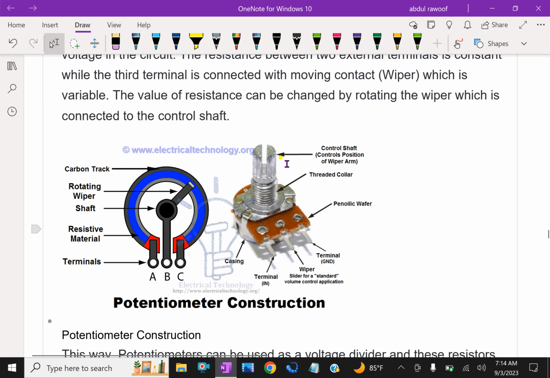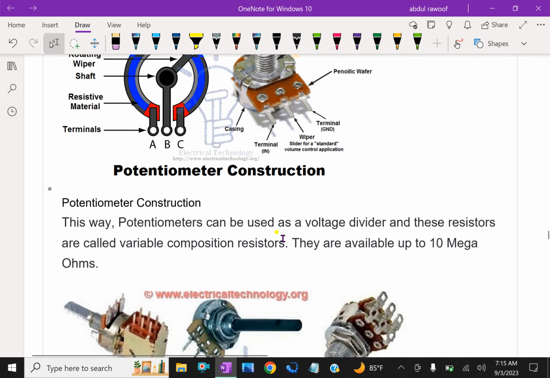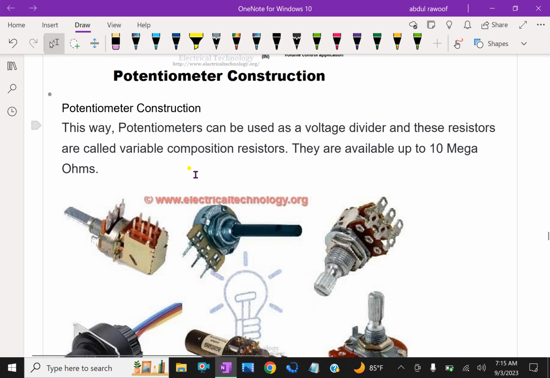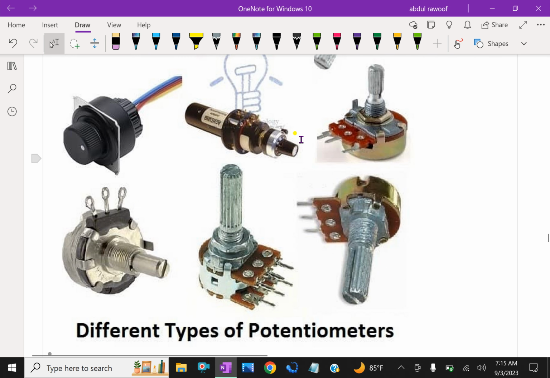Here, look at this, the control shaft is here, it is rotated whenever required. So look at this, these are the terminals A, B, C, the resistive material, and the rotating wiper shaft is here, with the carbon track outside. So this is a sectional view, and this is a full view here. These are potentiometer constructions, how they look.